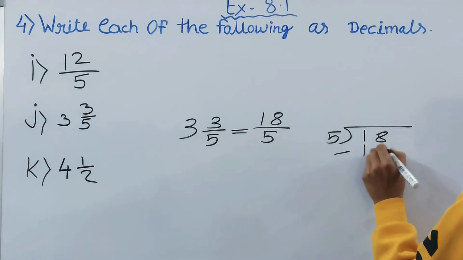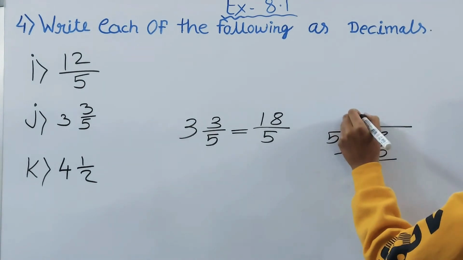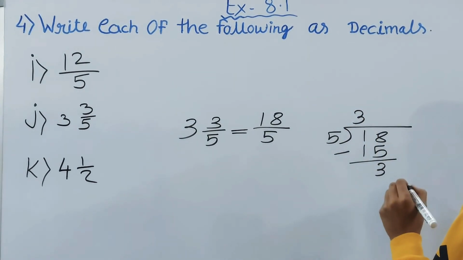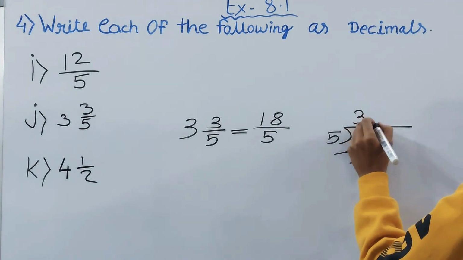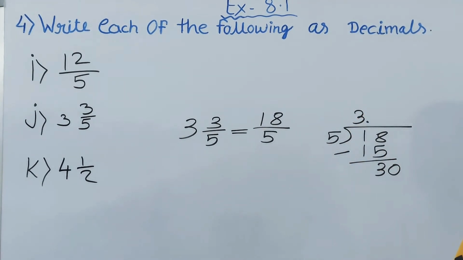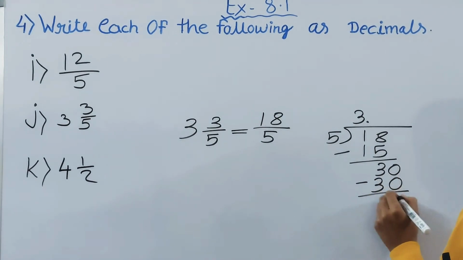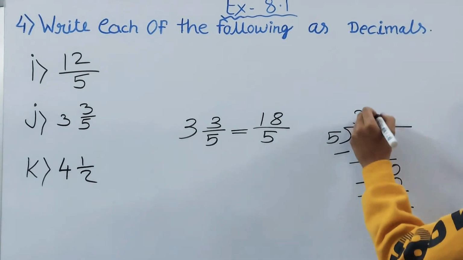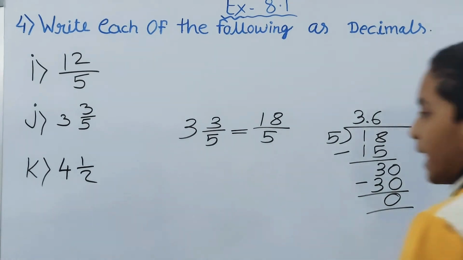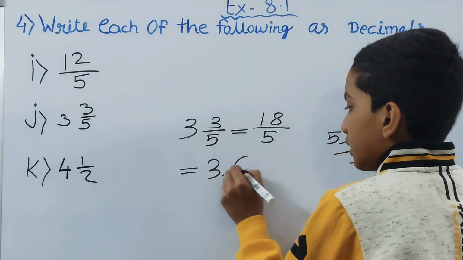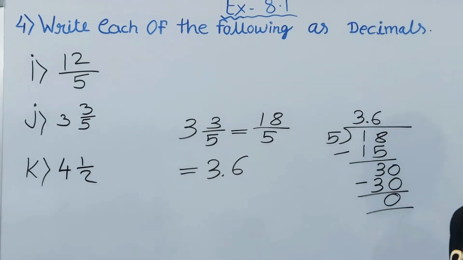We will take 15 and 15 goes 3 times, and now we will have 3 left over here, and we will put a decimal point and we will put a 0. Now it is 30. So we will take 30 from this, that will be 0, and 30 goes 6 times. That means the answer is 3.6. Alright. So this is how we have solved this.